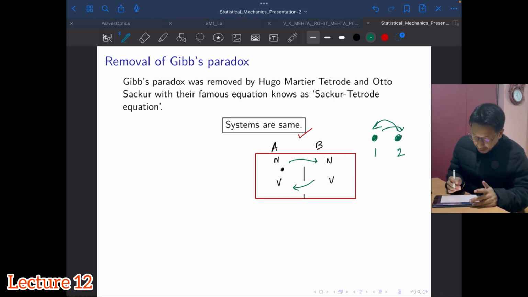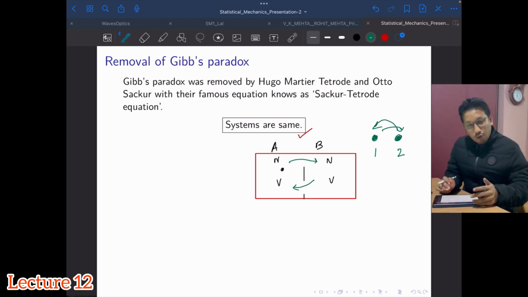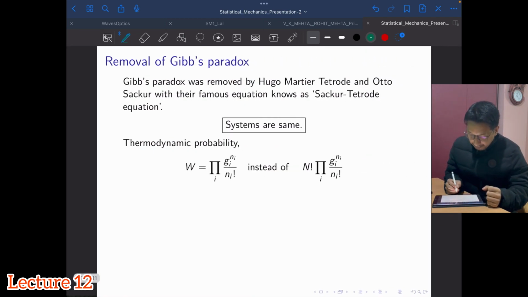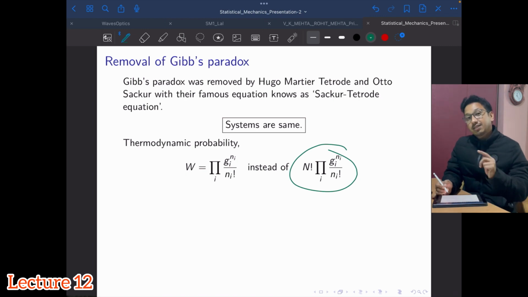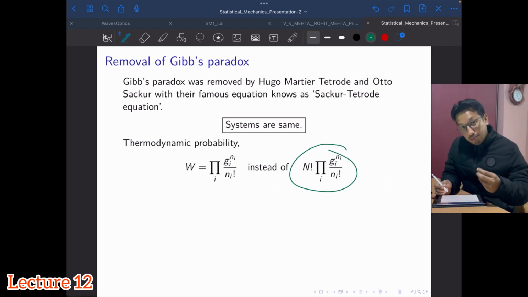Okay, so what will happen? While counting the number of microstates for the system, see, there are n molecules in both of them. Earlier we had this expression for counting the number of microstates, but now since the systems are the same, we are counting more microstates than the actual number.